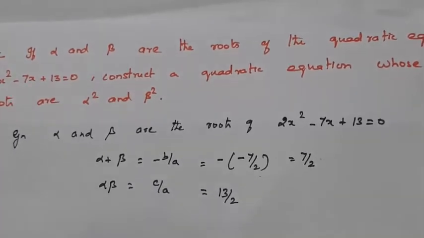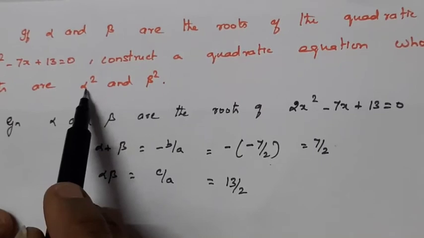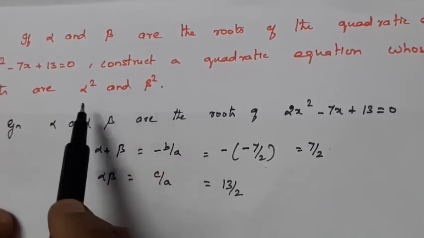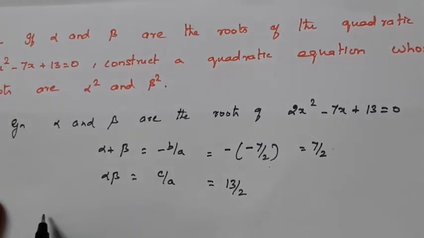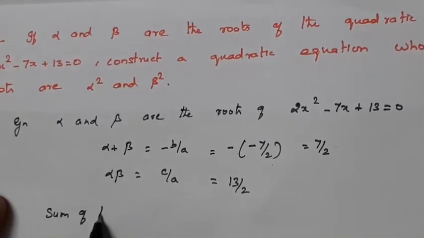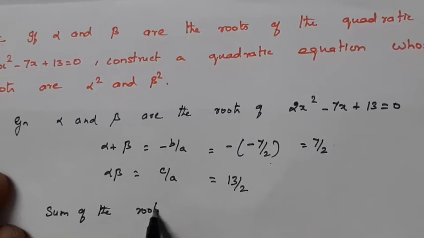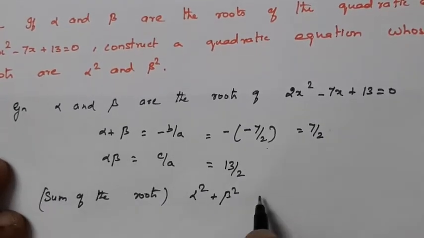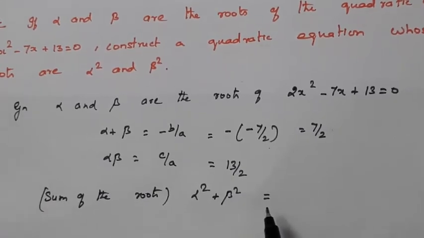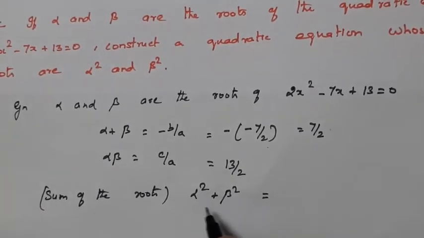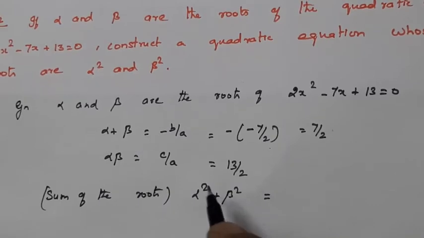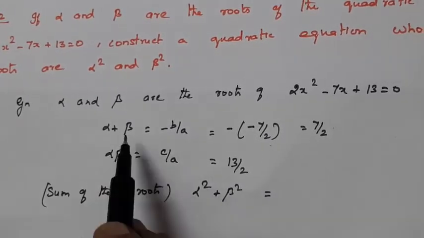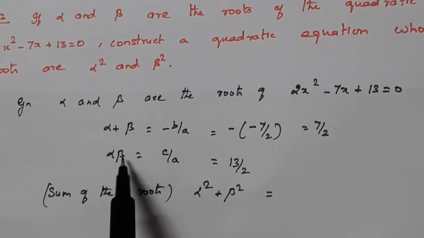Okay. Then you need an equation whose roots are alpha squared and beta squared. So to construct that, first of all you need its sum and its product. So let us find out the sum of the roots, alpha squared plus beta squared. Okay, this is the sum of the roots alpha squared plus beta squared. So in order to get the value of alpha squared plus beta squared, you have to use alpha plus beta and alpha beta. So try to express this in terms of either alpha plus beta or alpha beta or both.